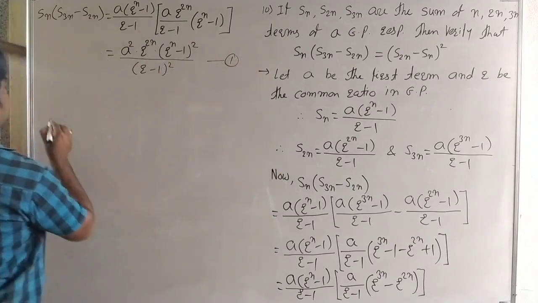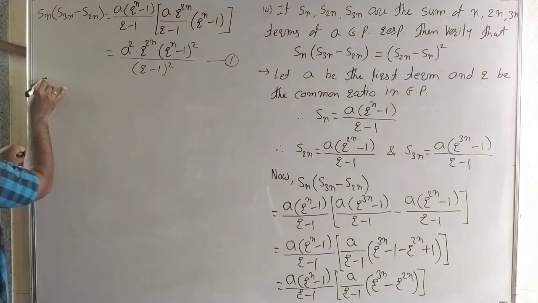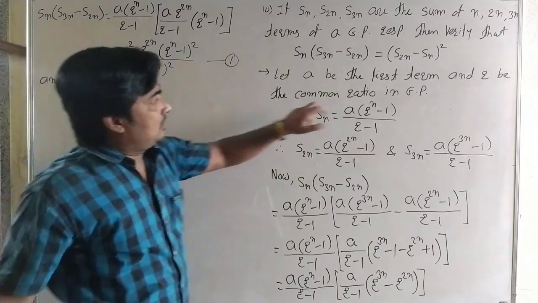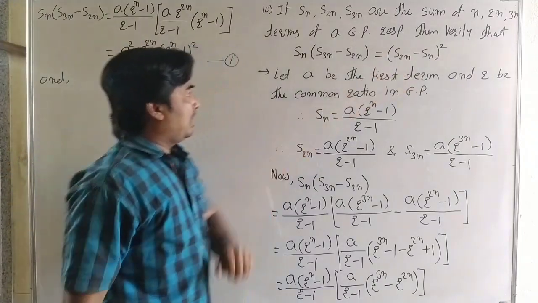Now we find the value of the RHS, it is S2n minus Sn.